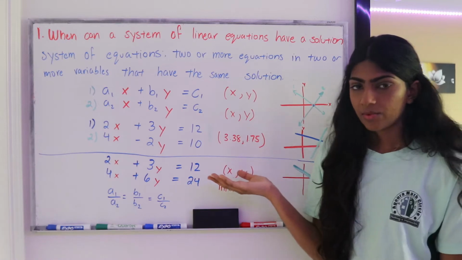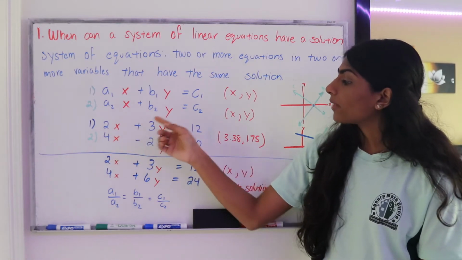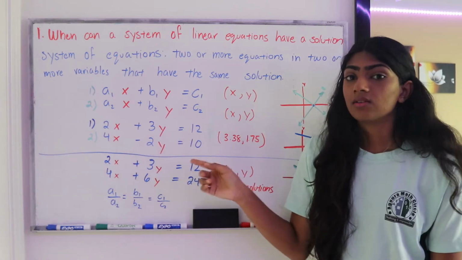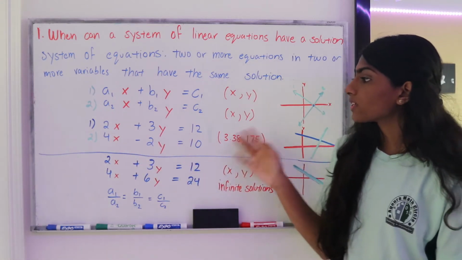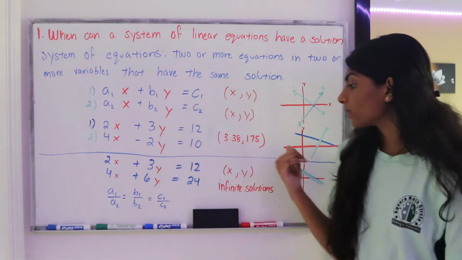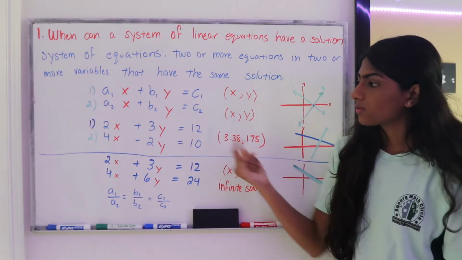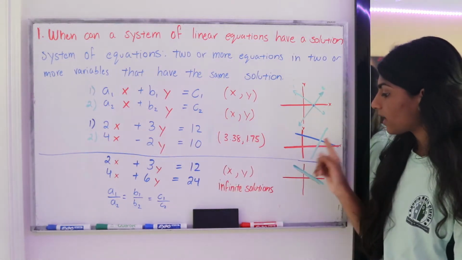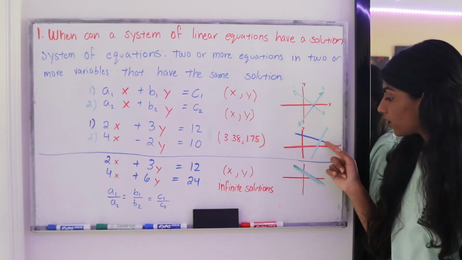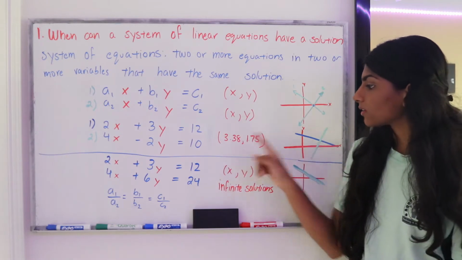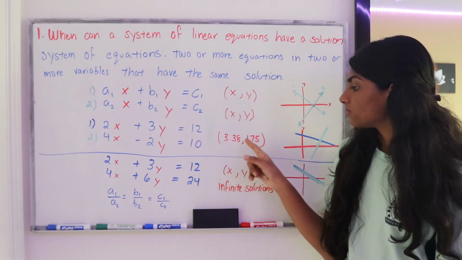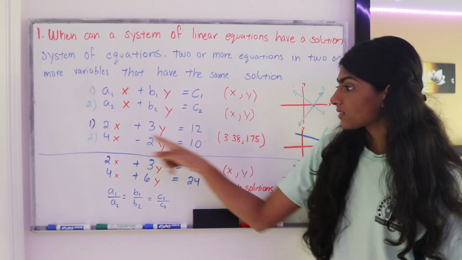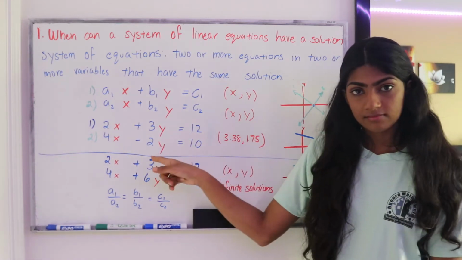Now let's look at an example. 2x plus 3y equals 12, and 4x minus 2y equals 10. If we were to graph both of these lines on an xy coordinate, it should look something like this, where the first one is the blue line, and the second one is the green line. And if you can see, they cross at this point right over here. That point is 3.38, comma 1.75, where this is the x and this is the y.